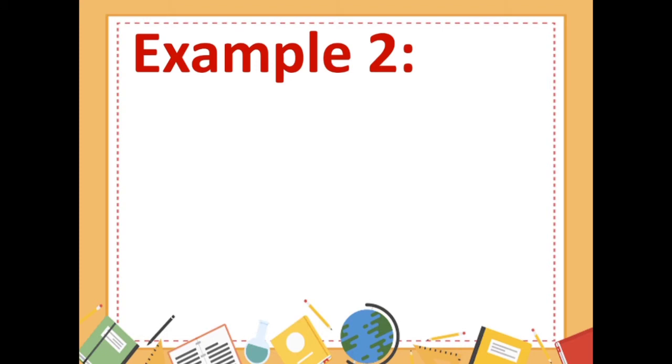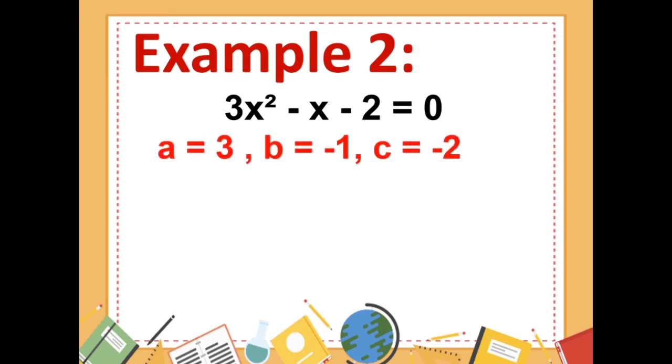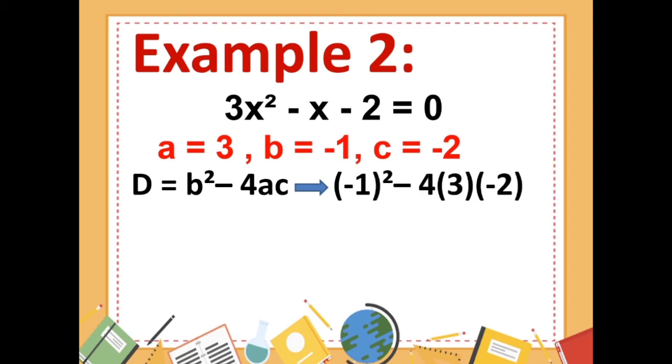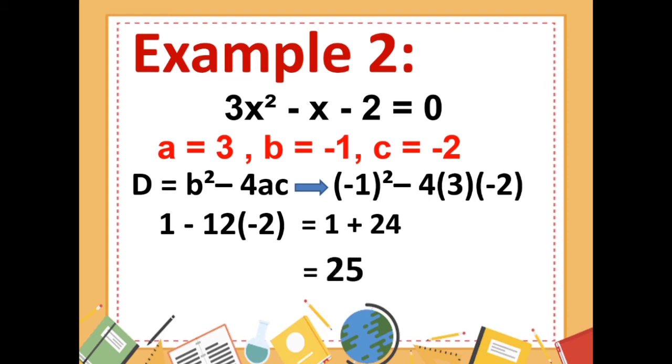Example number 2. 3x squared minus x minus 2 is equal to 0. In the equation, the values of a, b, and c are 3, negative 1, and negative 2 respectively. Let us substitute these values in the expression D is equal to b squared minus 4ac. Negative 1 squared minus 4 times 3 times negative 2. Negative 1 squared is equal to 1. 4 times 3 is equal to 12 times negative 2 is equal to negative 24. 1 plus 24 is equal to 25.